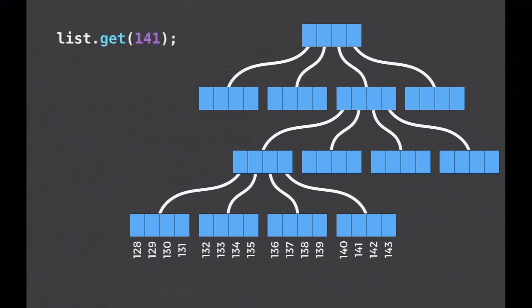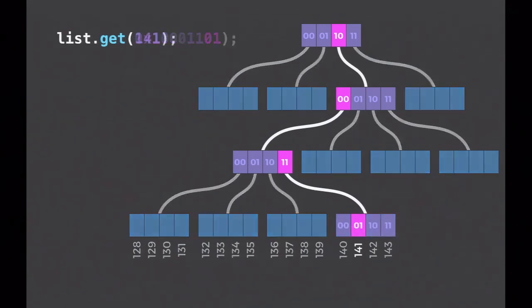Here's how that works. So I want to get index 141. Let's look at this as a binary number. So that's 141 in binary. And what I want to do is look at ranges of bits and then use those as indices into each of these nodes. So I get 1, 0, and then I fall to 0, 0, and then I fall to 1, 1, and then I fall to 0, 1, and I found my index 141.